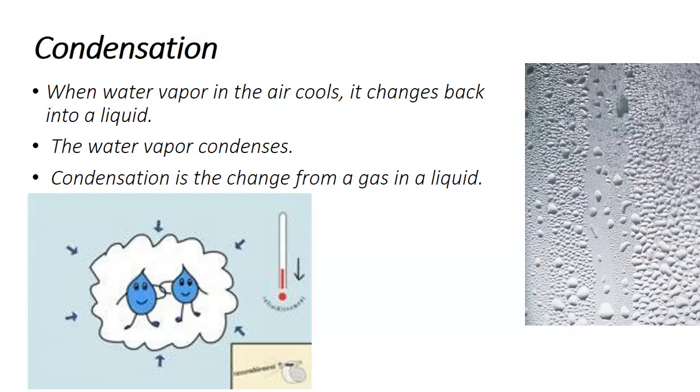Now, condensation is when water vapor in the air cools, the temperature is lowered, and it changes back into liquid. The water vapor condenses, and condensation is the change from gas to liquid. This happens mainly when the water vapor in the room gets stuck on the glass of the window. Why? Because the glass of the window is cooler than the temperature in the room. In that case, the vapor condenses and we can see it with our eyes.